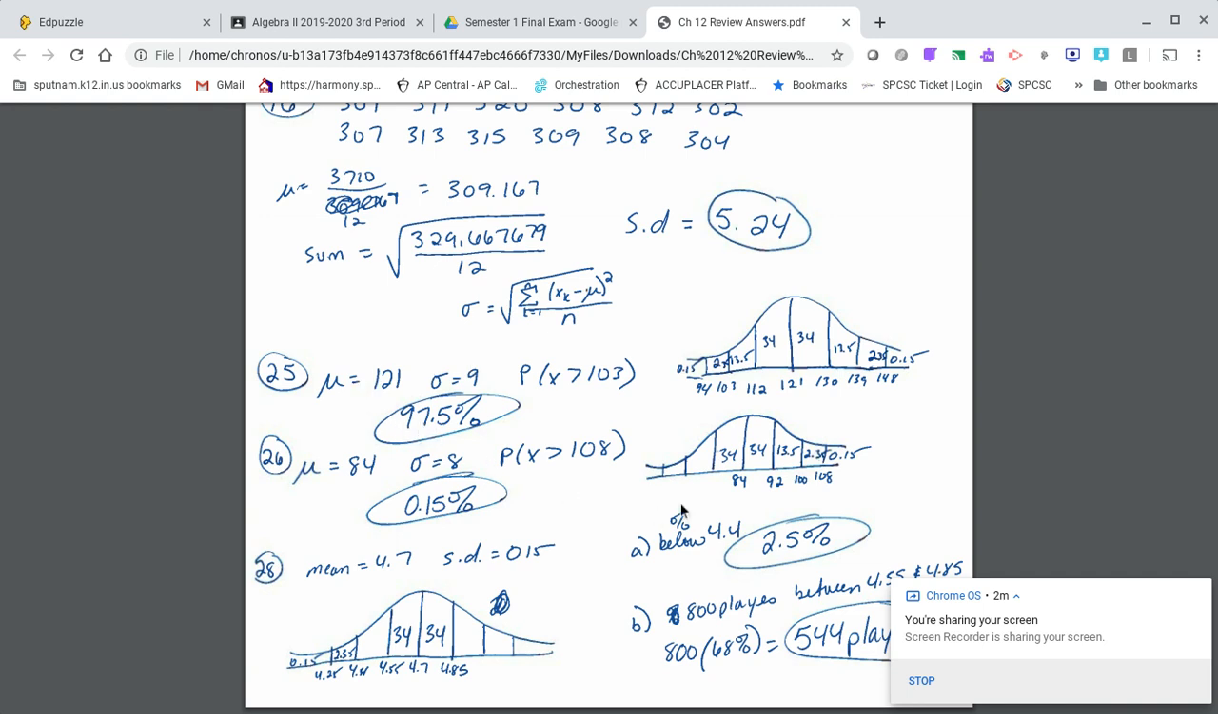And so the only other thing that's on here, 28, instead of asking you for the percent, it actually tells you there were 800 players. So you find the percent, which was 68%, and you multiply it by the total number, and you get how many people did that. And so, again, hopefully we'll talk in class tomorrow, but I just wanted to give you the answers to this.